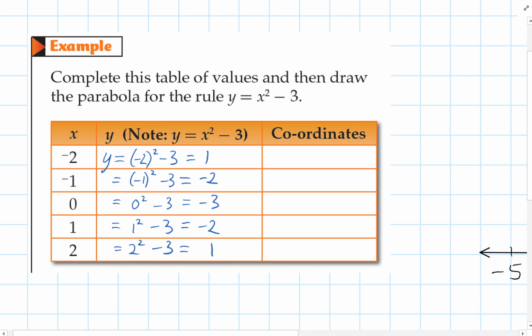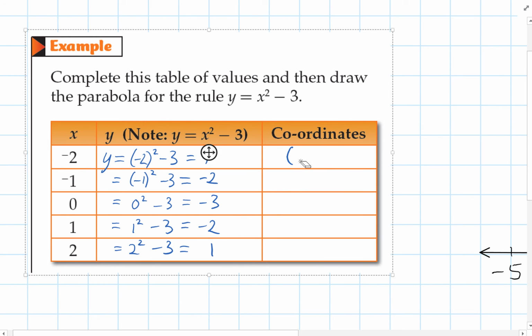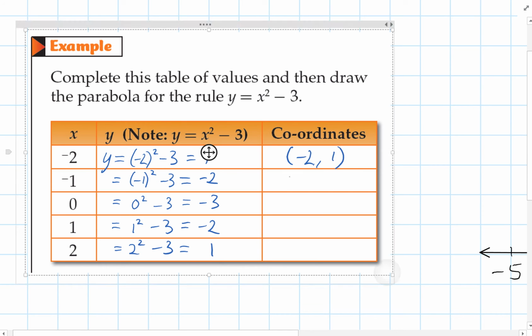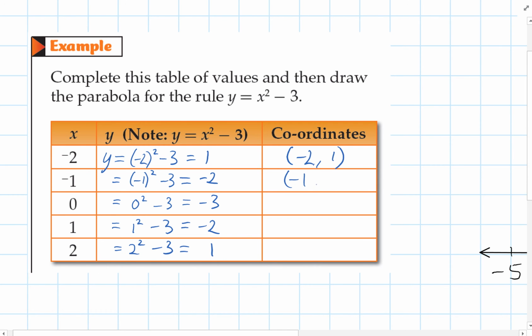Okay. So now we can write out the coordinates. So our x coordinate, this one here, is negative 2, and our y coordinate is 1. Our next one is negative 1, and our y coordinate is negative 2. Then 0, negative 3; 1, negative 2; and 2, 1. Okay, so those are all our coordinates.